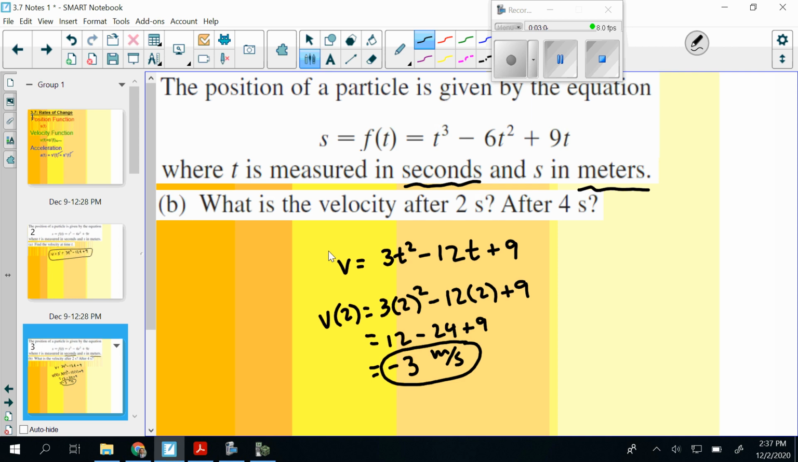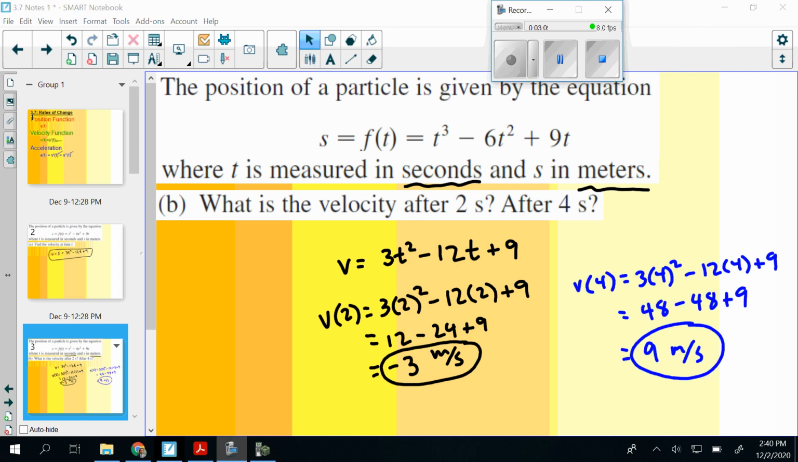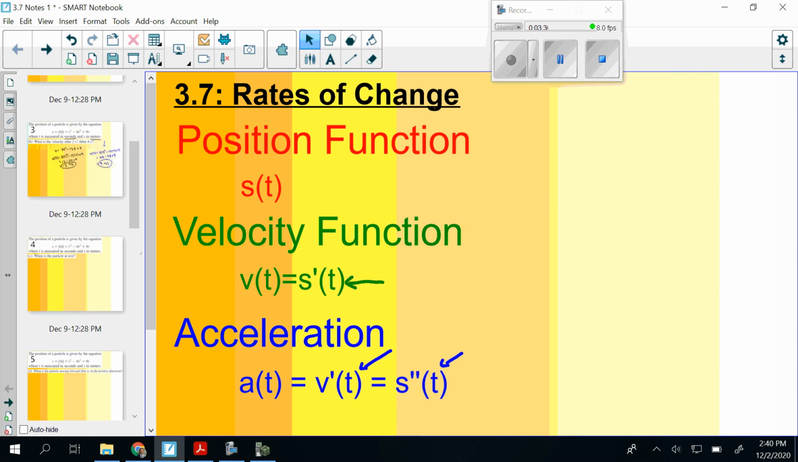Why don't you pause the video and see if you can find the velocity at 4 seconds now and see what you get. All right, hopefully you've had a chance to try that here. If you put in 4 now for t, we get this right here. Simplifying, you should have gotten 9 meters per second, positive, which means at 4 seconds it's moving in the opposite direction than it is at 2 seconds because it came out positive. All right, let's keep rolling here.